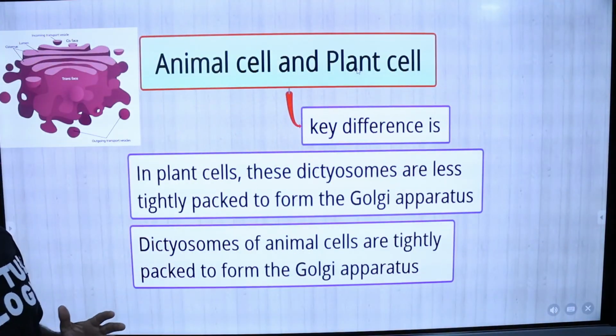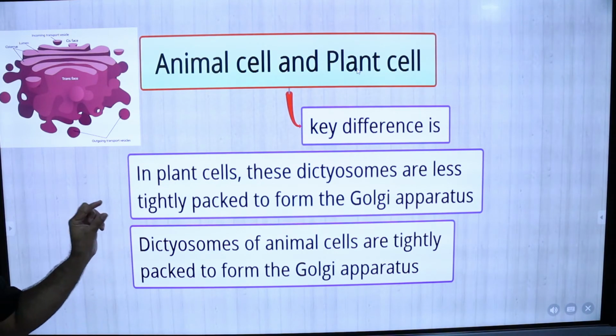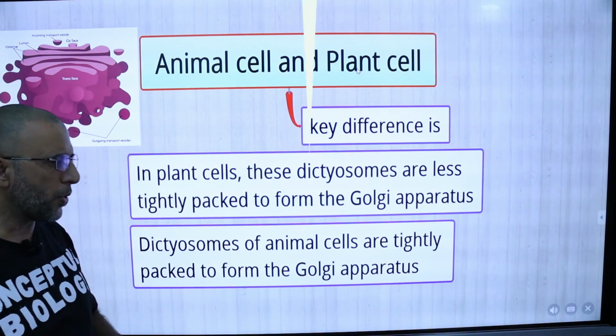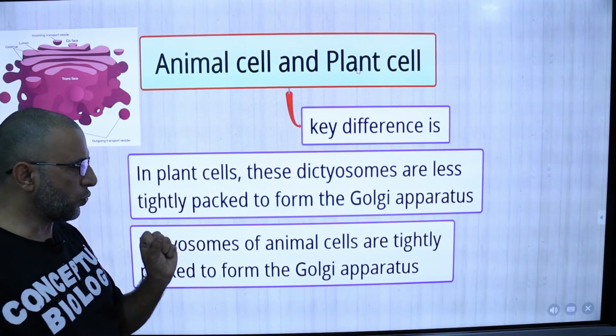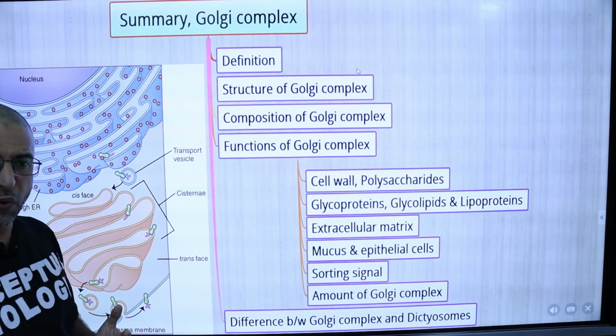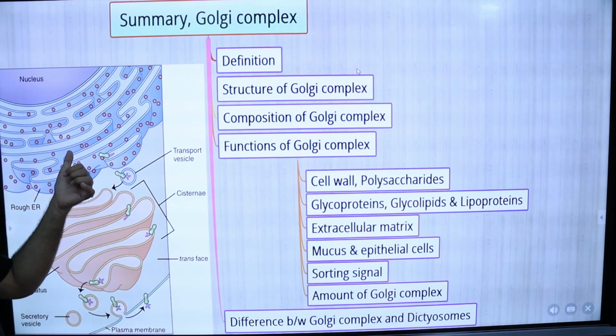In animal cells and plant cells, the distribution of Golgi complex is slightly different. In plant cells, dictyosomes are less tightly packed to form the Golgi apparatus; they are dispersed in the cytoplasm, but in animal cells, they are tightly packed together to form the Golgi apparatus. To sum up, the Golgi complex modifies and packages proteins produced on rough endoplasmic reticulum.